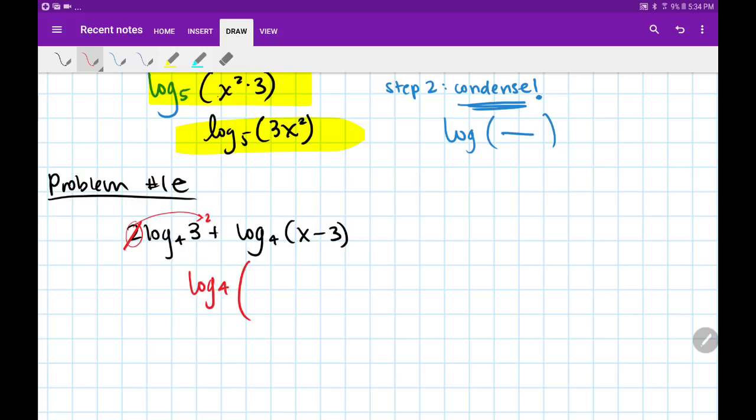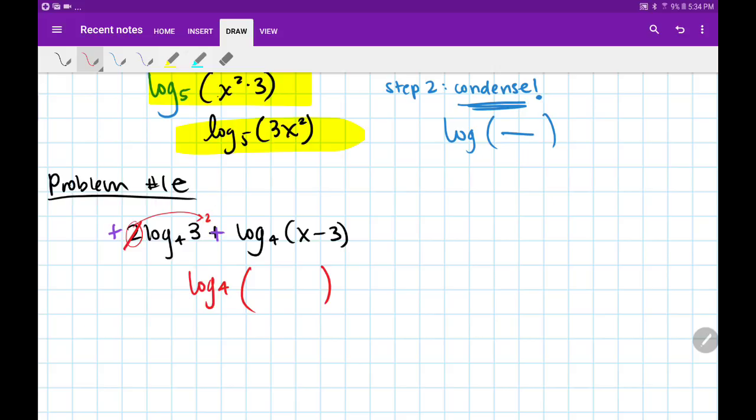So log base 4, big parentheses, some stuff in the top, some stuff in the bottom. Actually, scan the problem. Is there going to be anything in the bottom? I don't see any minus signs. This is positive out here, and this is positive. So I know I'm not going to need division. I can just save myself some time.